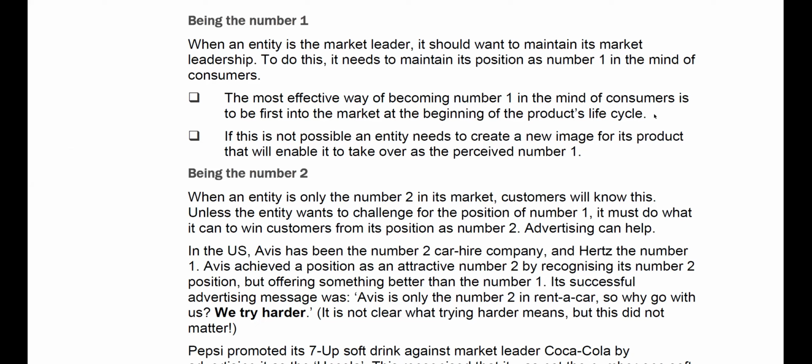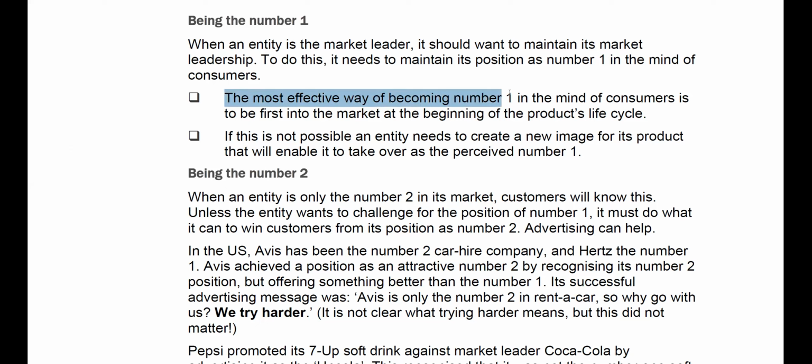Mostly you see companies which started their products first and keep innovating, always keep being on top because people know that brand for long, right? If this is not possible, an entity needs to create a new image for its product that will enable it to take over as the perceived number one.